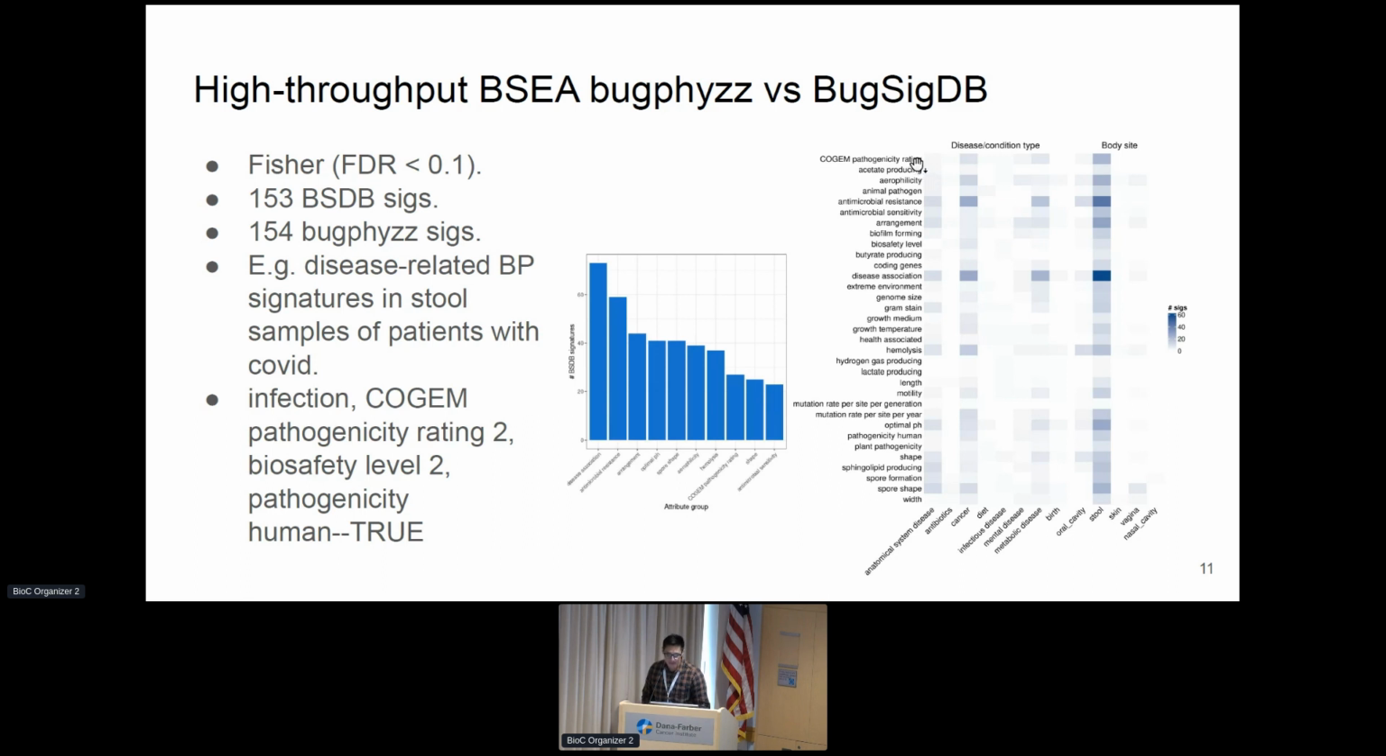We're still going through all of them. But yeah, one example was that we got, for example, BugFix signatures related to disease enriched in stool samples of patients with COVID, which is what we would expect. Some of the signatures were related to infection, pathogenicity rating, biosafety level, and pathogenicity in humans.